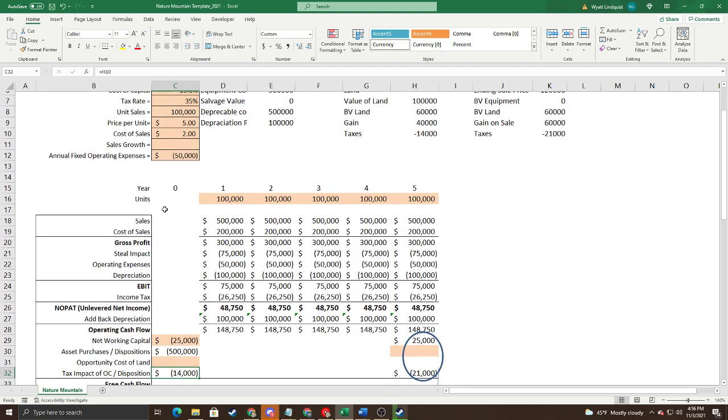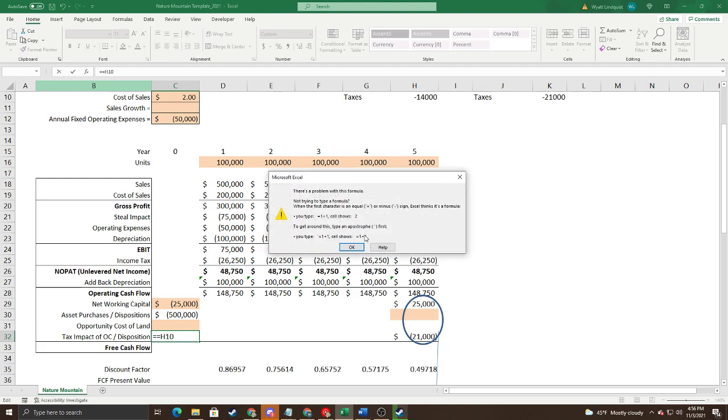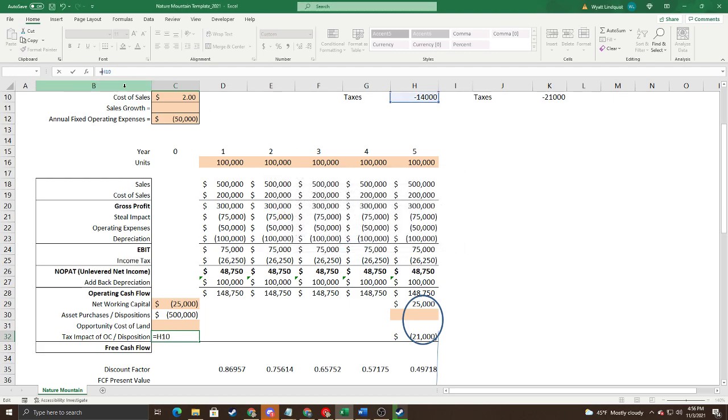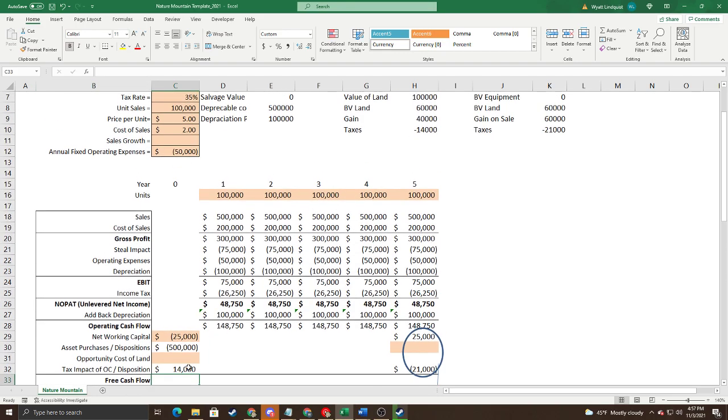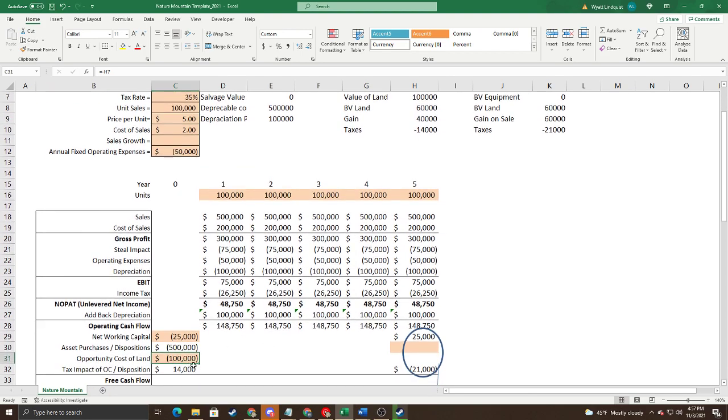And actually, in this case, they're going to be positive, and I'll talk about that in a second. Hold on. Equals positive 14,000, and then the opportunity cost of land equals the 100,000, and that's going to be negative 100,000. The reason for this is that we are foregoing $100,000 if we take this opportunity, so we're losing out on a $100,000 cash flow.